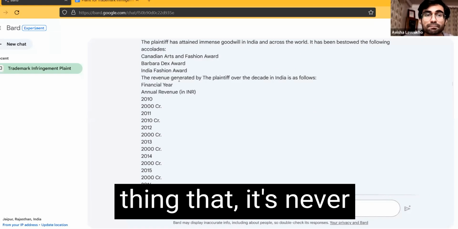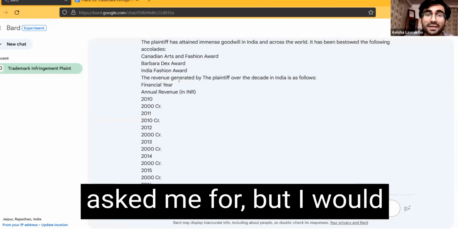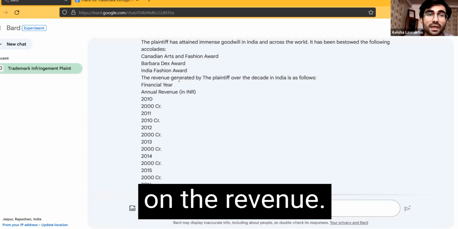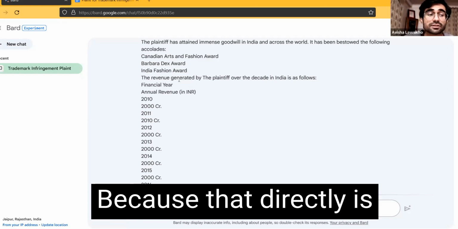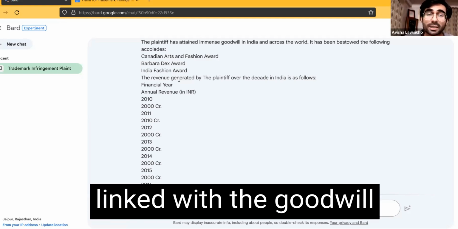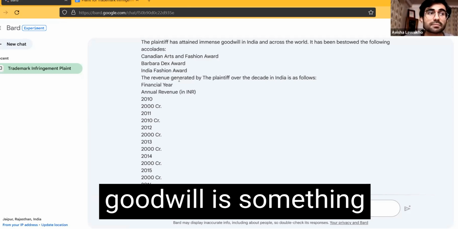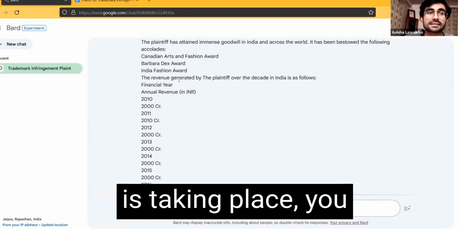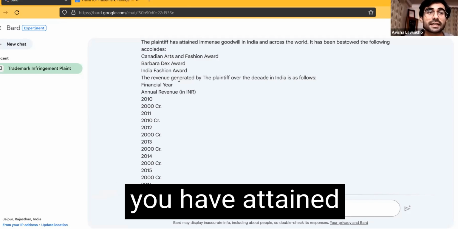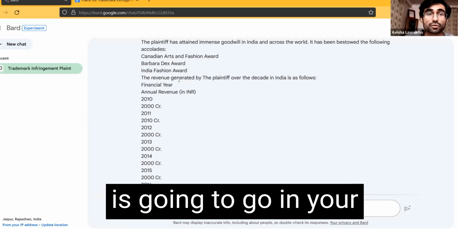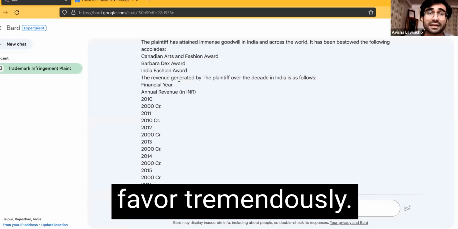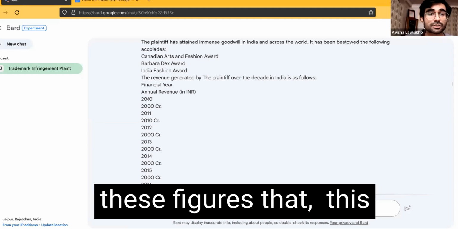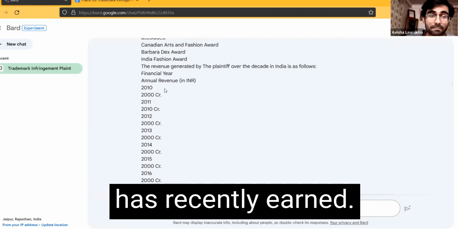Then a very important thing that it never asked me for, but I would provide, is the information on the revenue. How much is the plaintiff earning? Because that directly is linked with the goodwill that the plaintiff has. And goodwill is something which is very important to trademark law. If you are establishing that infringement is taking place, you have to establish that you have attained a certain goodwill. It is something which is going to go in your favor tremendously. So that is something that you should do. So I myself provided it these figures, that this is the revenue that it has recently earned.